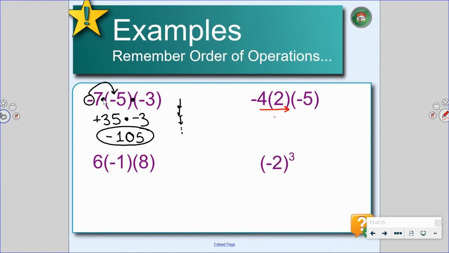Again, going left to right, 4 2s is 8. Oh, no, the opposite of those positives would be negatives. Now we go ahead and multiply. Repeatedly adding -5s would get us below water. However, the opposite of all those negatives are positive. Final answer here, positive 40.